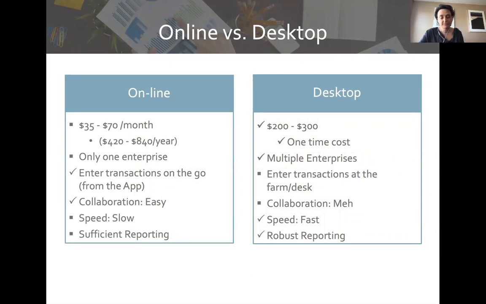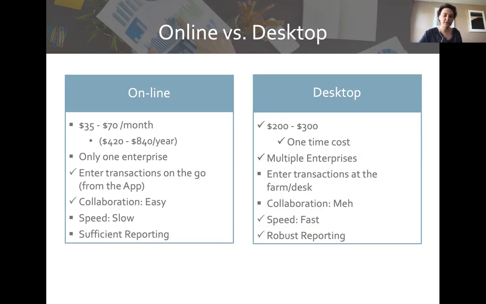So the first part is the cost. With the online system, you're going to be paying a monthly fee. It's a monthly subscription, and it can range depending on the version that you choose. It's going to be $35 to $70 per month, which can be up to $840 a year. If you get the desktop version, it's a one-time cost, depending on if you can find a sale or not. The full cost is $300, but oftentimes you can find it for $200. And this is a one-time cost.